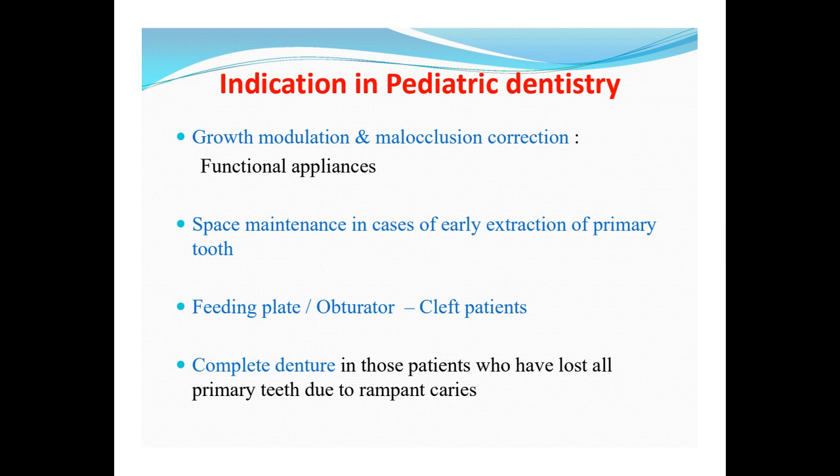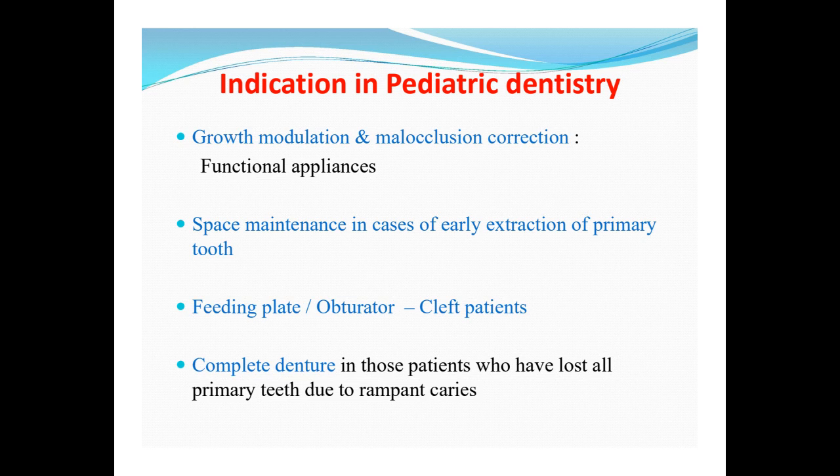Next comes your indication in pediatric dentistry. In growth modulation and malocclusion correction, children, sometimes when they are growing, the problem is not in the dentition, the problem is there in the jaw. It is called a skeletal malocclusion. The maxilla might not be growing properly, the mandible might be growing too much. You want to modify the growth of the jaw. So that is called as growth modulation. In such cases, we give some removable appliances called as functional appliances.